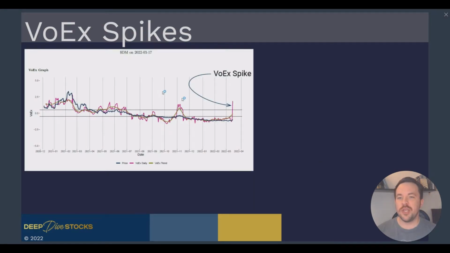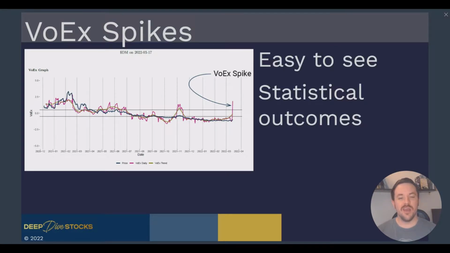So here's DM on the 17th of March, and we can see that this drastic spike up, so this would be a positive VoEx spike, was experienced. And again, they're easy to see.